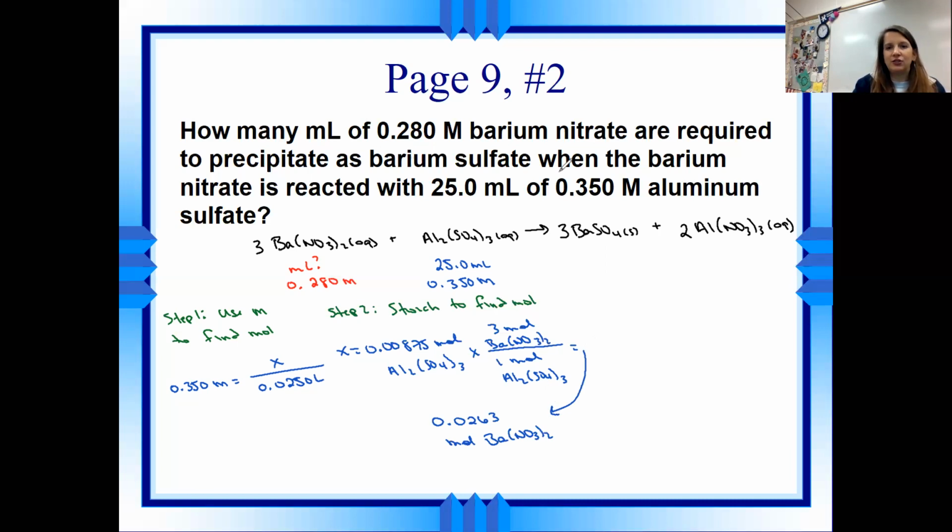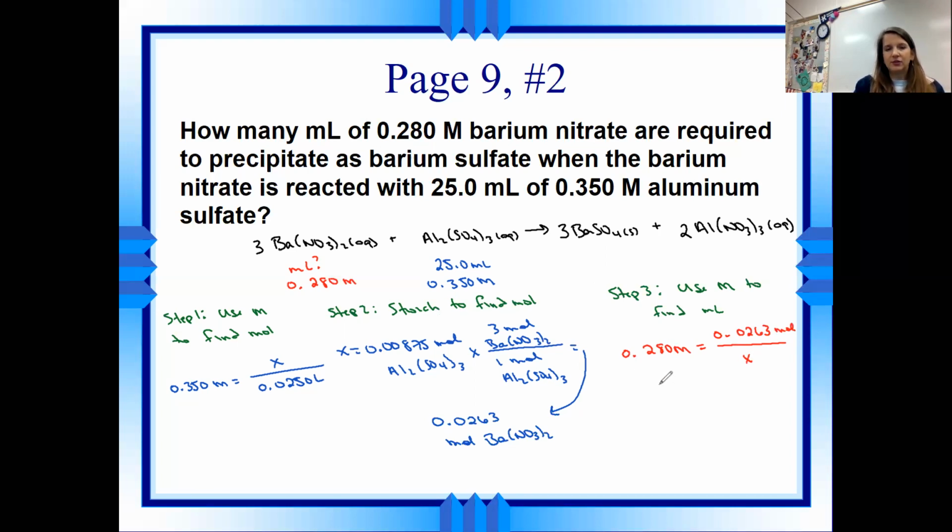All right, so I need to do one more step here. So that means I'm going to use the molarity formula again to find my milliliters. But this time I'm going to use the moles of barium nitrate. So I've got to use the molarity of my barium nitrate. Sorry, I forgot to color code it in the middle there. And I've got my moles, which I just calculated, so 0.0263 moles of my barium nitrate. I'm solving for X here.